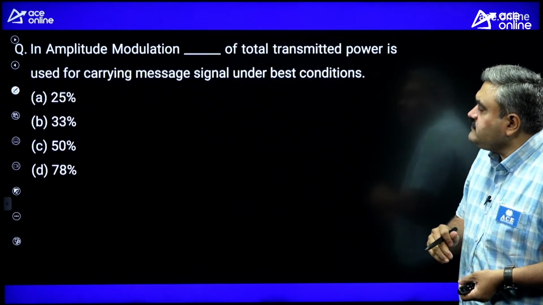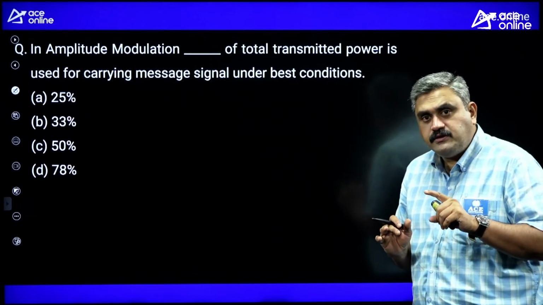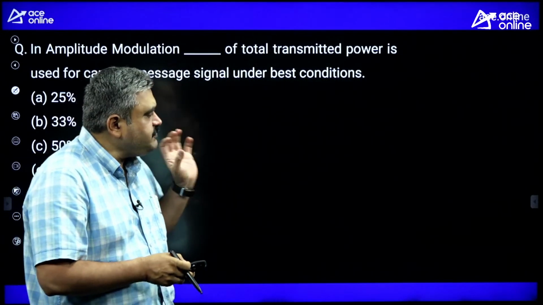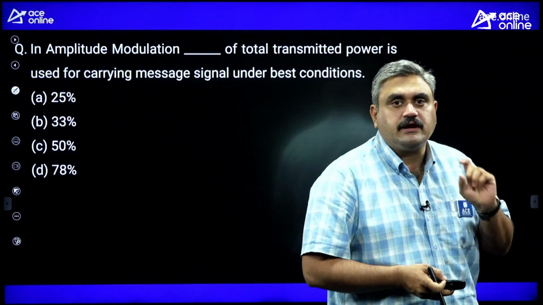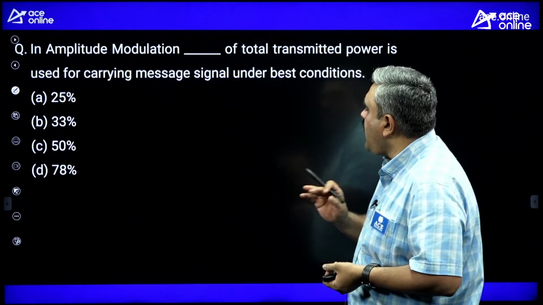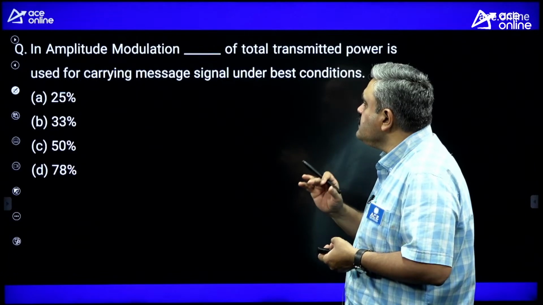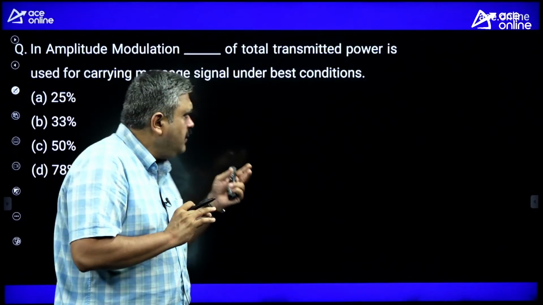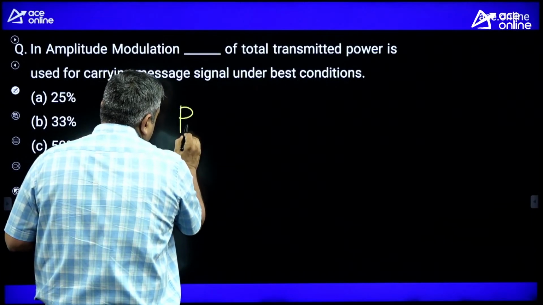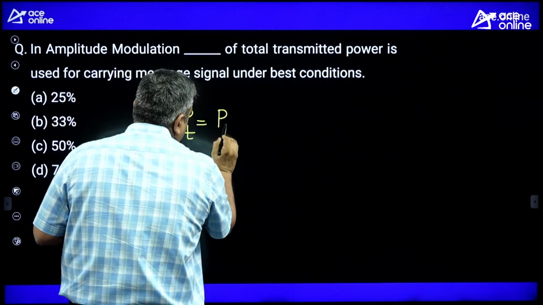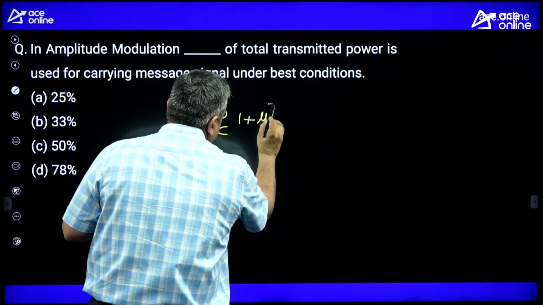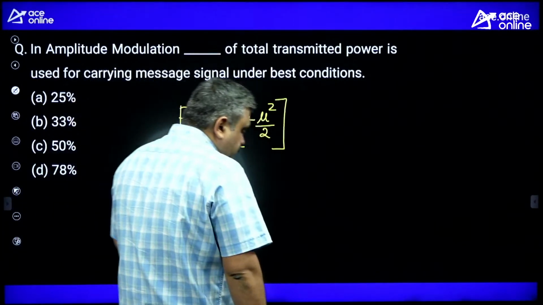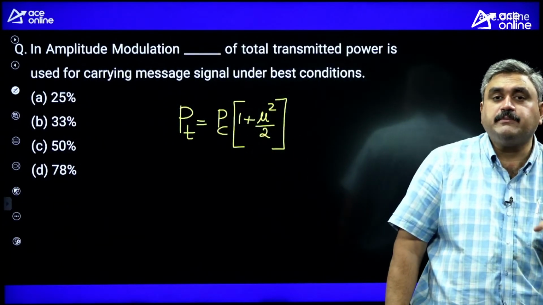Now, this is completely from analog communication. You have two parts, communication analog as well as communication digital. This part covers the analog part of communication systems. What is the data given? In amplitude modulation, dash of the total transmitted power is used for carrying the message signal under best conditions. What is the meaning here? When you refer to amplitude modulation, the power is given by Pt equal to Pc into 1 plus mu square by 2. This is the formula to determine the total power taken by the modulated signal.